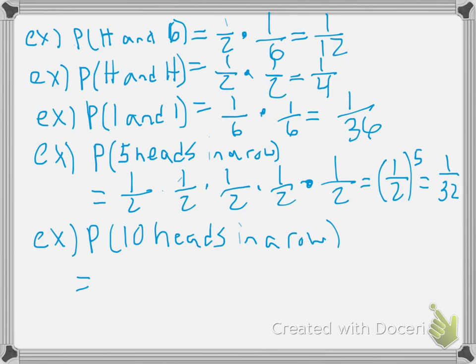What about 10 heads in a row? Well, same as above, but now we're doing 10. So what's the probability that you get a head one time? 1/2. How about 10 in a row? Raise it to the 10th power.